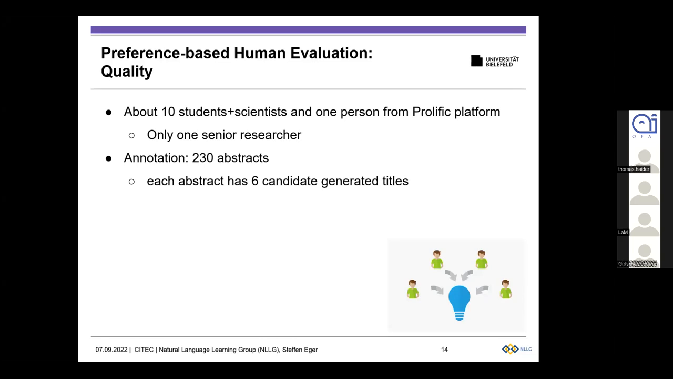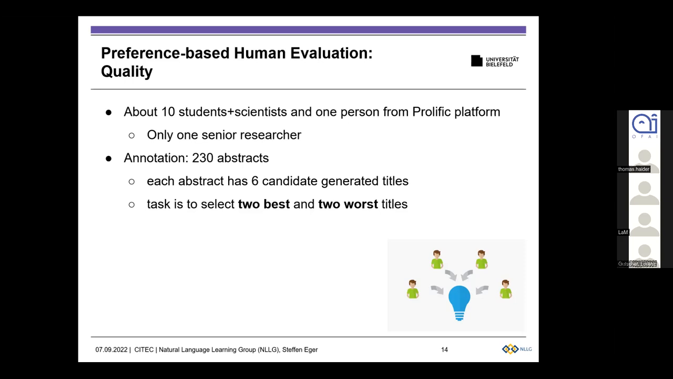Each abstract had six candidate generated titles. So we used randomly five out of our six systems to generate a title for the abstract. And so we had five candidate generated titles plus the original human title. So then the task was for our human annotators to select the two best and the two worst titles.